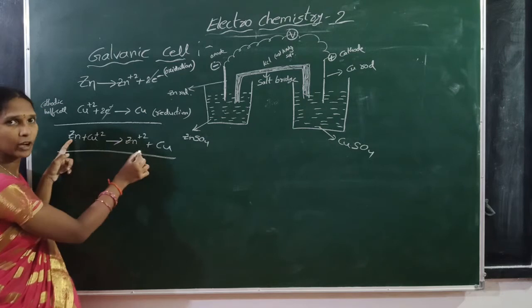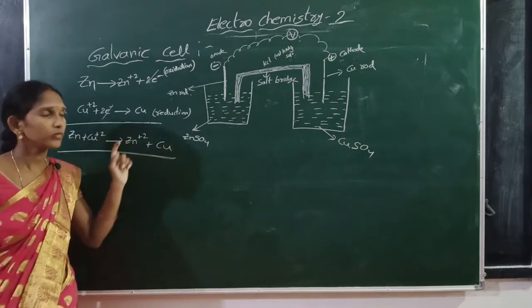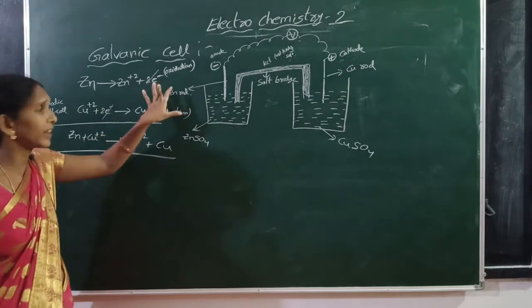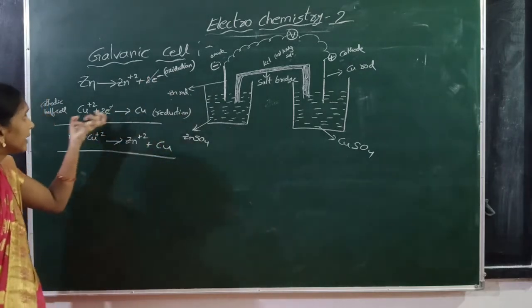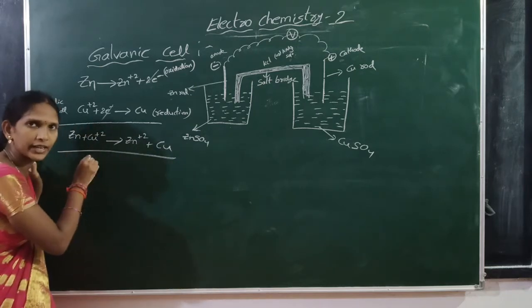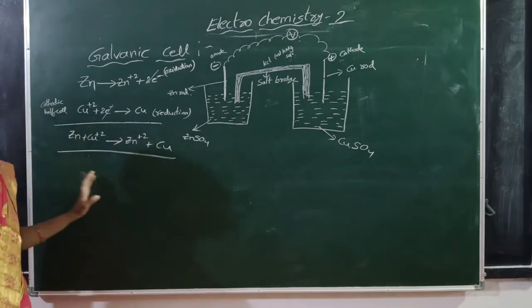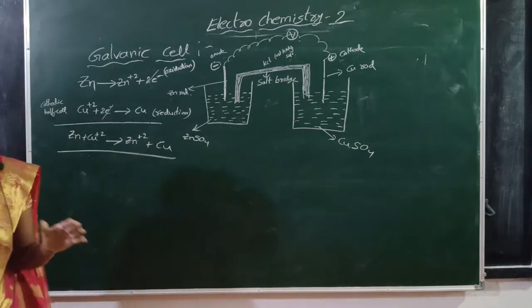Oxidation means Zn is oxidized. Reduction means copper is reduced. Oxidation means loss of electrons. Reduction means gain of electrons. Oxidation and reduction take place, so this is called a redox reaction. Next, representation.